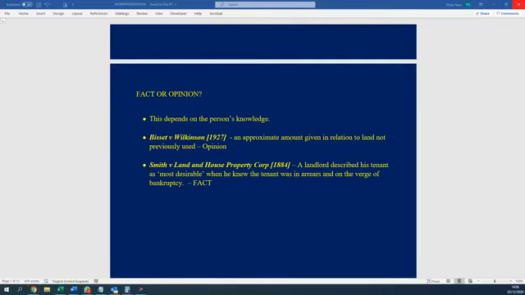There's also the case of Smith and Land and House Property Corporation, 1884, where the landlord of a hotel described one of his tenants as most desirable when he was selling the hotel, when he knew that the tenant was in arrears and on the verge of bankruptcy. So that was clearly a fact within his knowledge.